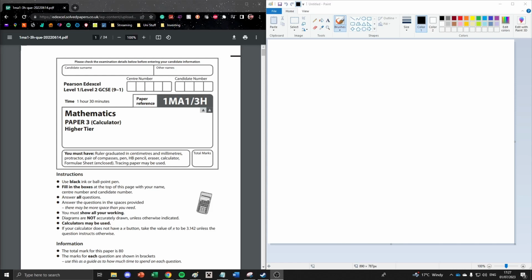This is a full paper walkthrough for Edexcel GCSE Maths Paper 3 from 2022. For each question in the paper, I will give a brief overview of what topics are involved in the question and then give my full worked solution.